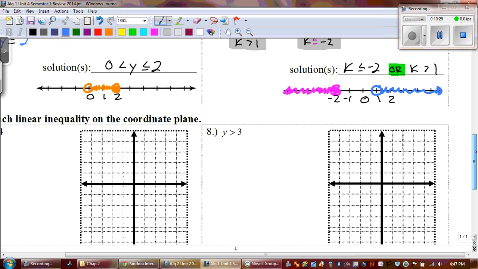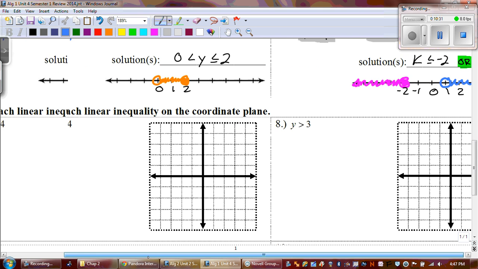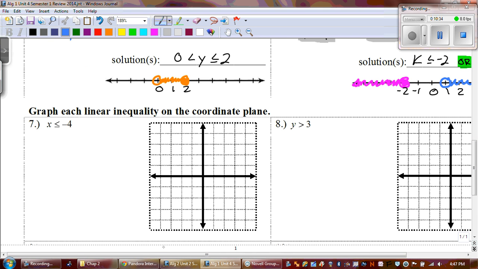All right, number 7. X is less than or equal to -4. The direction tells us to graph each linear inequality on the coordinate plane, okay? So, a couple things to remember. X less than or equal to -4, that's a special case. When it's an x graph, it is a vertical line. And we need to know, is this a solid or dashed? It's going to be a solid line.